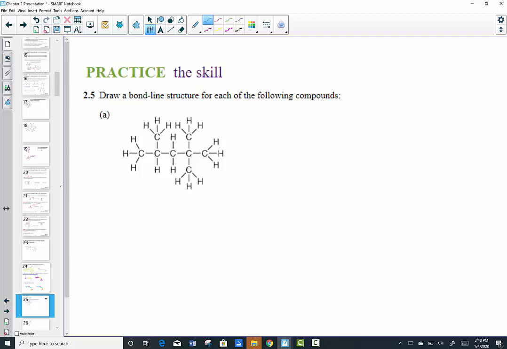I'd recommend figuring out how many carbons we have straight across, and I'm going to draw 1, 2, 3, 4, 5 carbons in a row, eliminating the H's. I notice on carbon 2, there's a methyl group, a carbon coming out. I notice on carbon 4, there's a methyl coming up and down, right? There's a CH3 and a CH3, and finally ending with CH3.